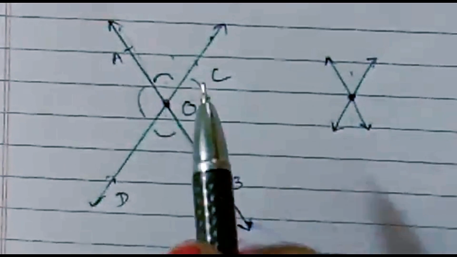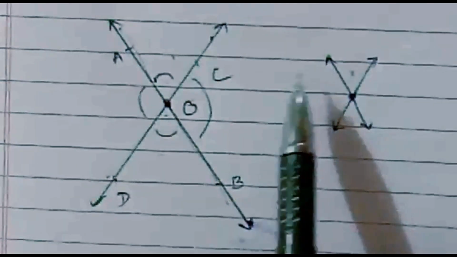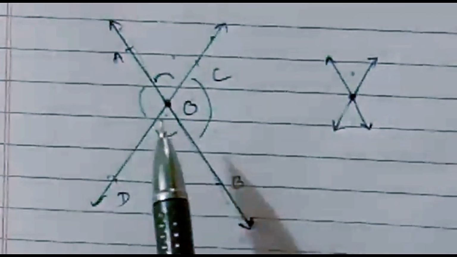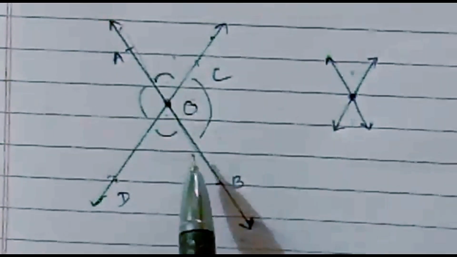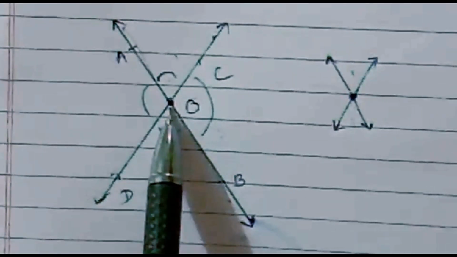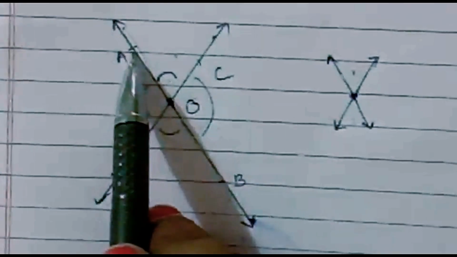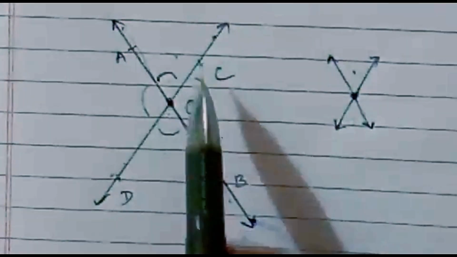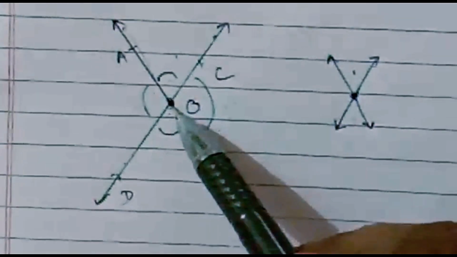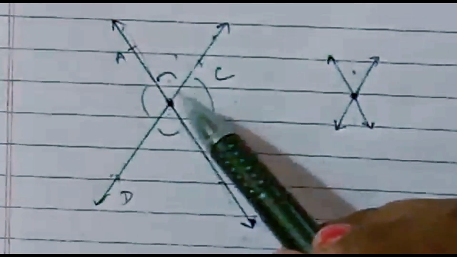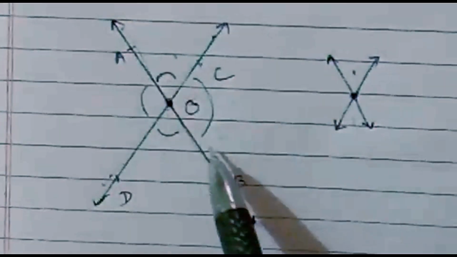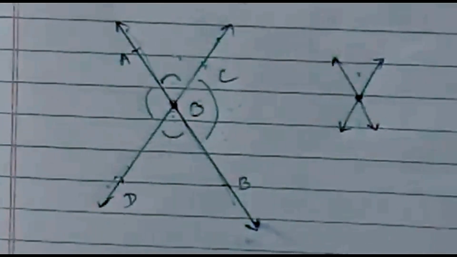I repeat, in a simple way, two angles are called vertically opposite angles if their arms form two opposite rays and they also have a common vertex. In the same way, angle AOD and angle BOC are also vertically opposite angles because they have common vertex O. Ray OC is opposite to ray OD and ray OA is opposite to ray OB.